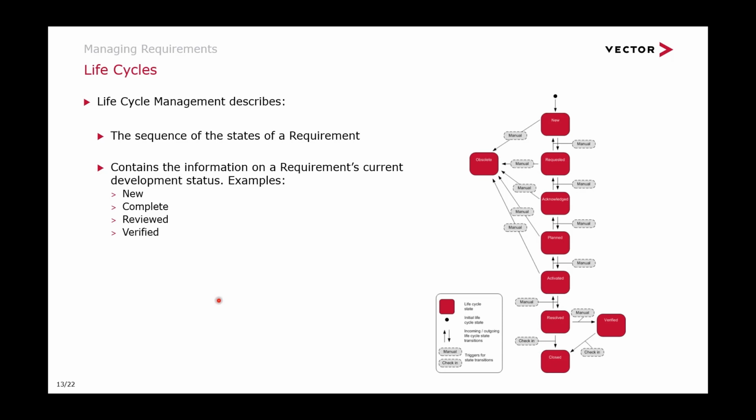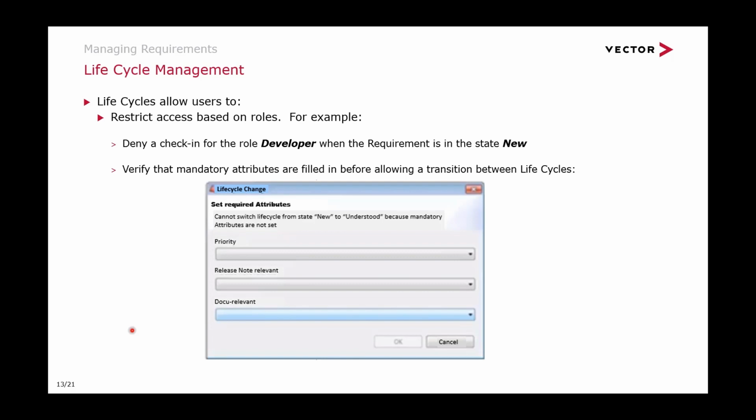So this definition of the life cycle of a requirement is something that you can define based on your internal business process. The life cycle allows you to restrict access based on roles. So for instance, you can say that a check-in for the role of a developer when the requirement is new is restricted. You're not allowed to check in if you're just a developer, but the requirement is new. And you can also verify that mandatory attributes are filled in before allowing a transition between life cycles.